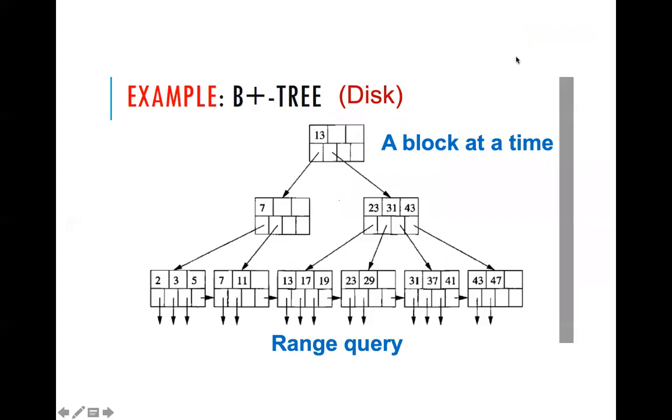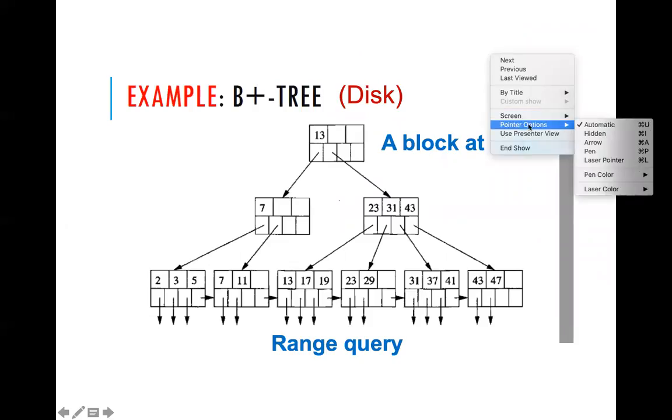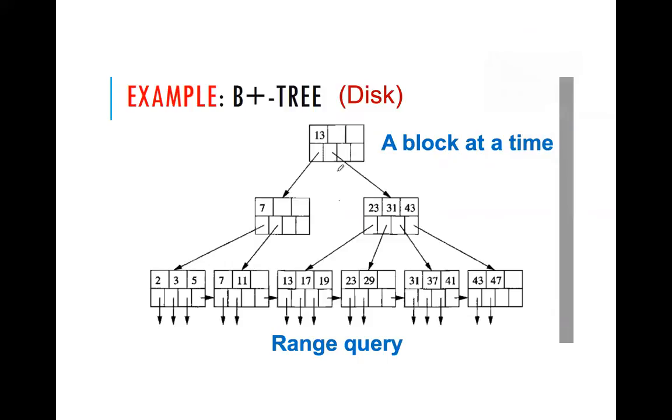So database indices, right? Now if you have objects that you cannot save in the memory, you want them on the disk, it's the same thing. So you have the B plus tree. It's the same thing you want to save. So there are two differences.